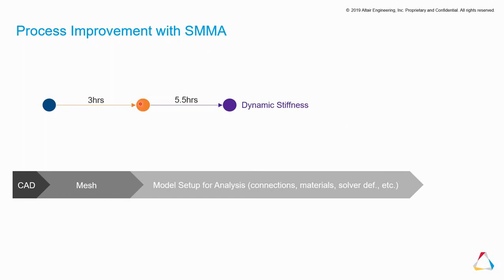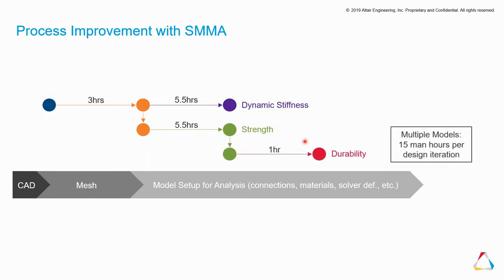We then assume that we're using the same model, and we add additional input to that model to create the model that I need to run my strength analysis. And then I use the strength analysis, and perform some additional operations to build my durability model.